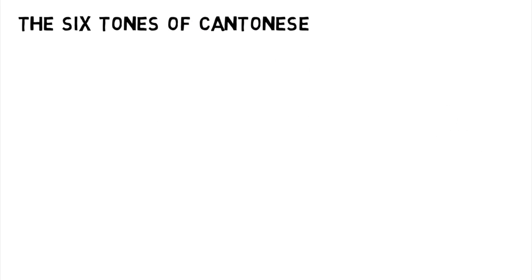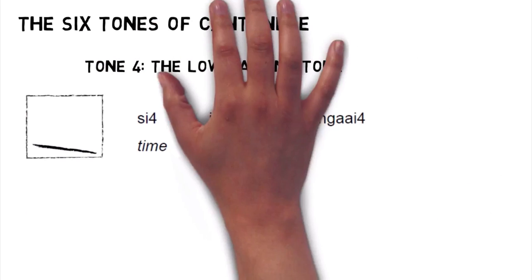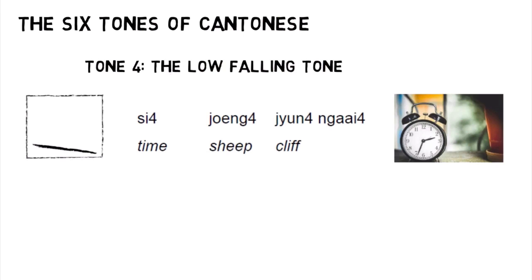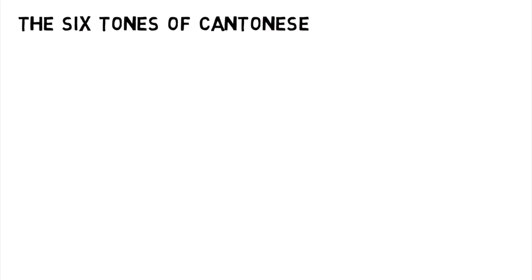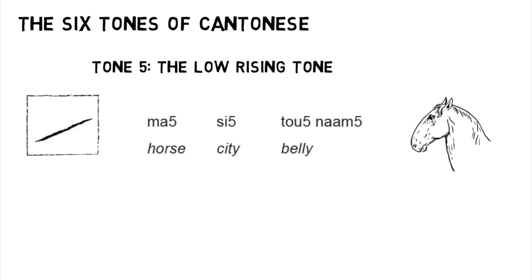The rest of our tones start at the lower end of your voice. Tone 4 is the low falling tone. To my ear, it sounds somewhat depressed. 時, 像, 懸崖. Tone 5 is the low rising tone. To my ear, it sounds like a somewhat sarcastic question. Something like this. 馬, 屎, 肚腩.